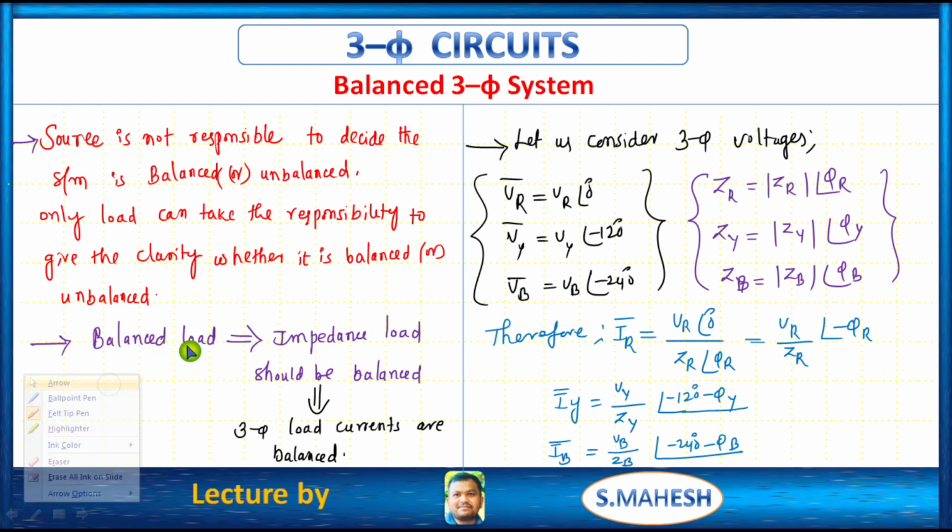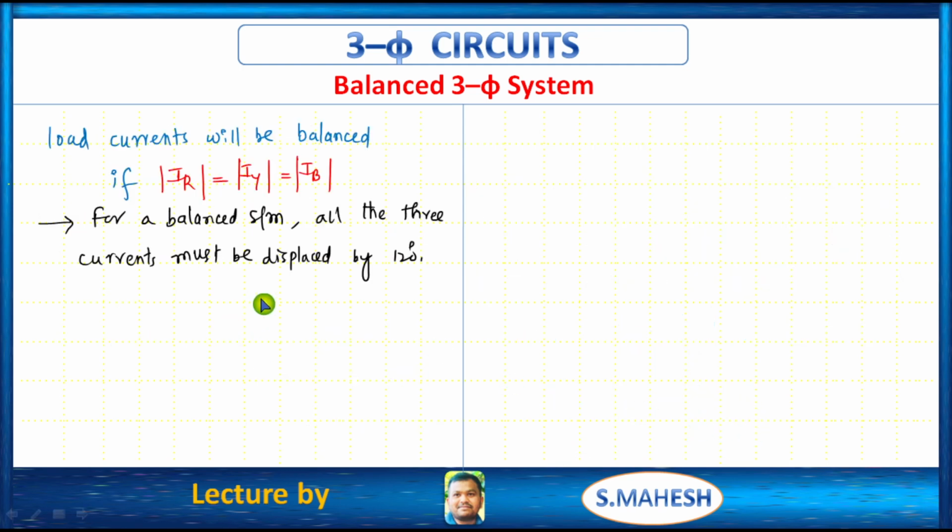We all know that this phase current IR is at an angle minus phi R, like that IY is at minus 120 minus phi Y, like that IB at minus 240 minus phi B. So to get the balanced load current, the phase angle should be equal in each one of them. Phi R should be equal to phi Y, phi Y should be equal to phi B, or the phase angle between those two currents should be equal to 0. Means what? Phi R, phi Y, phi B should be equal. That is the best condition, right?